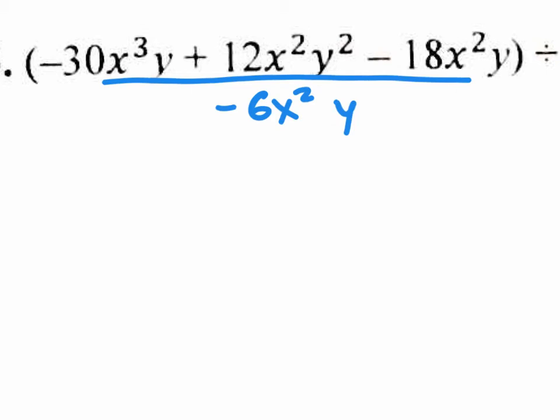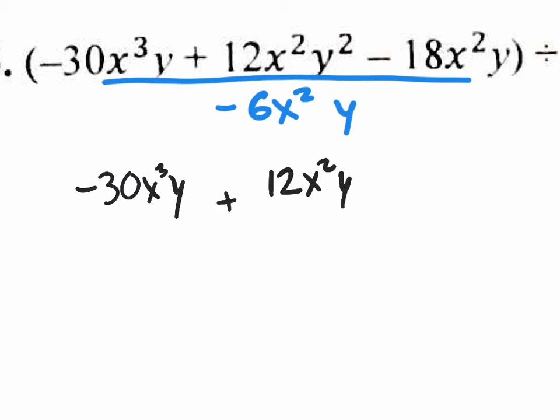So up on top, I have a negative 30x to the third y, and then I have a plus 12x squared y squared, and then I have a minus 18x squared y.